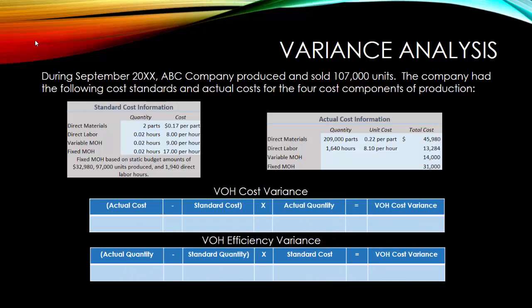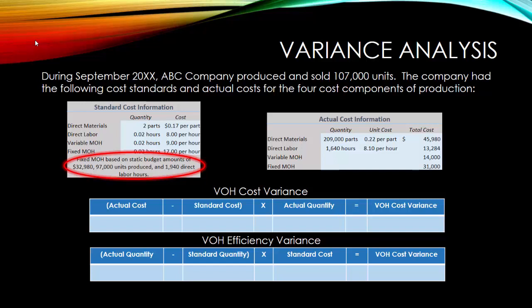Let's move on to our variable overhead. We have two different formulas here, the cost variance and the efficiency variance. Starting with the cost variance, what was the actual cost of our variable overhead? Well, over here we have a bunch of information that's going to help us get there. It tells us that our overhead is based upon a certain amount of fixed costs, and a certain amount of units produced. We budgeted to produce 97,000 units.